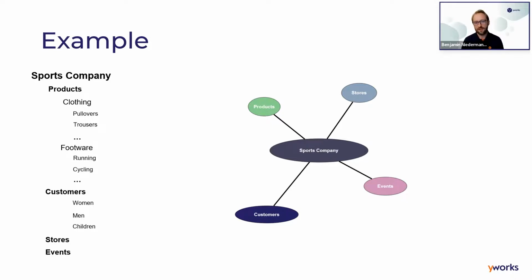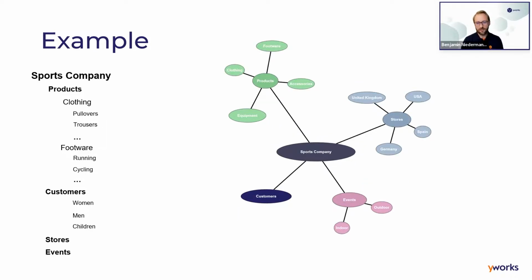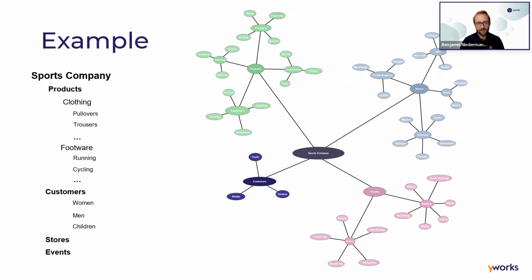So the other idea is to use a graph drawing to visualize the structure first of these topics, basically doing a mind map. And of course, you can refine this mind map further and further until you have a really large graph. And in this case, we have the sports company in the middle, and then we have some products, customers, then the stores and the events. And then this is basically subdivided a bit further.